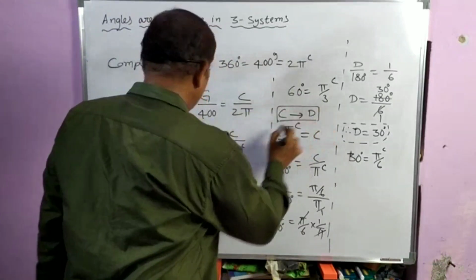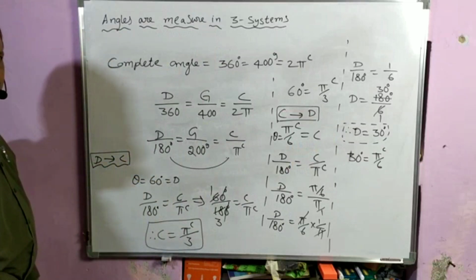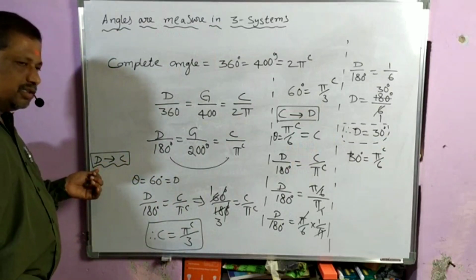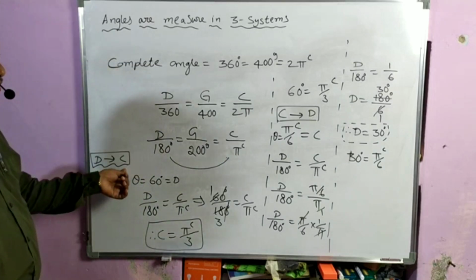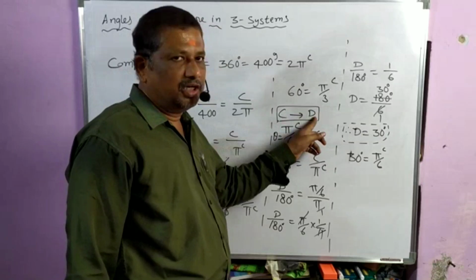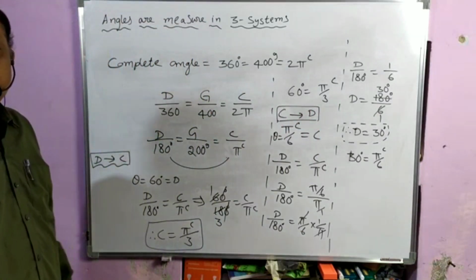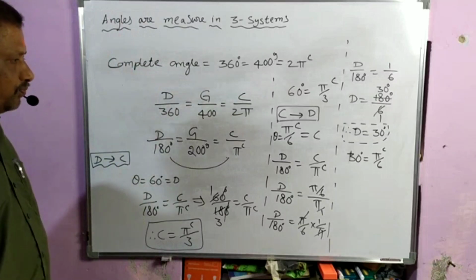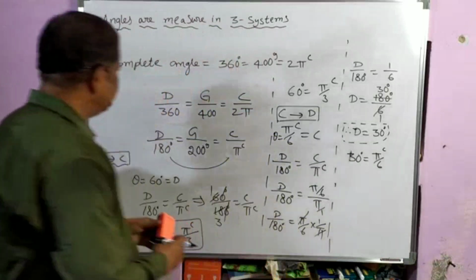So this step you should remember: conversion of an angle from one system to another system. From the British system or English system to the radian system or circular system, and here from the circular measure or radian system to the British system or English system. Copy this, or otherwise you can take a screenshot. Okay, clear? Next we are coming to the next one.